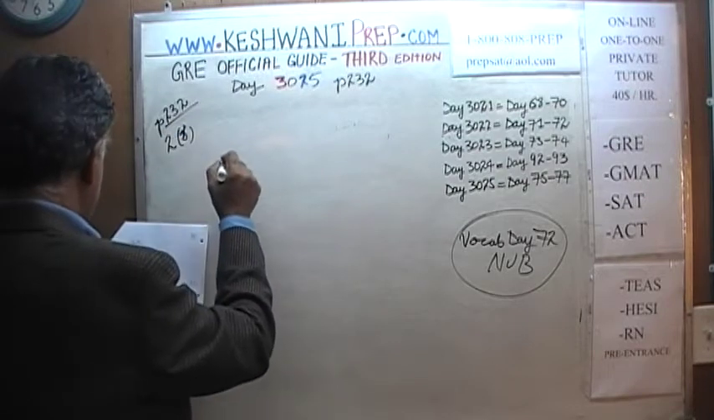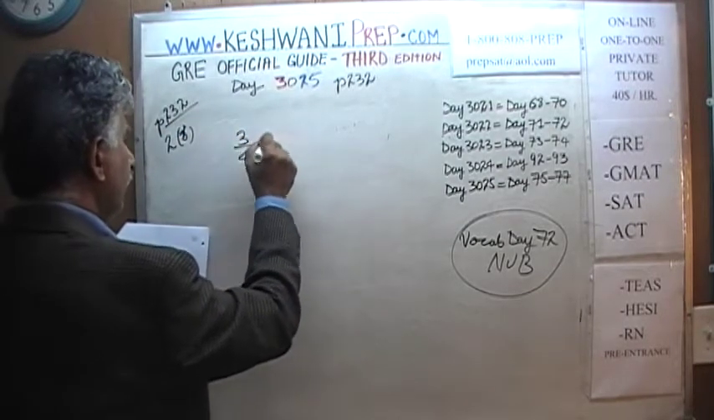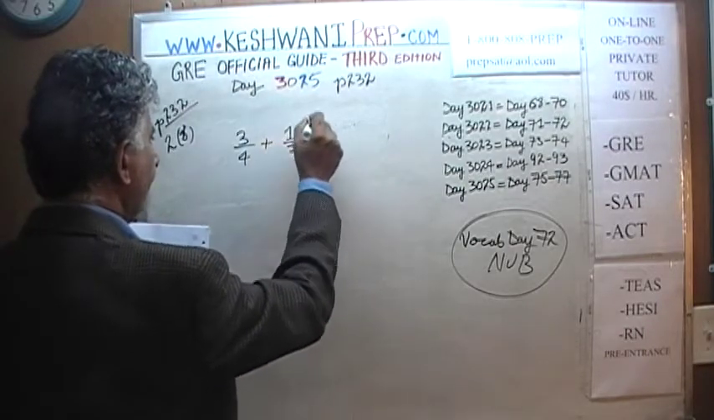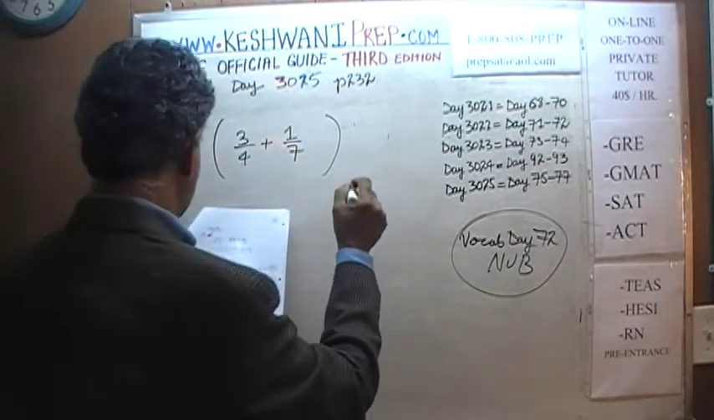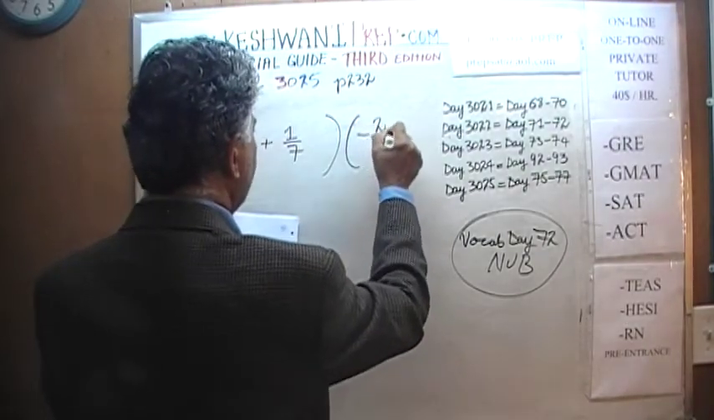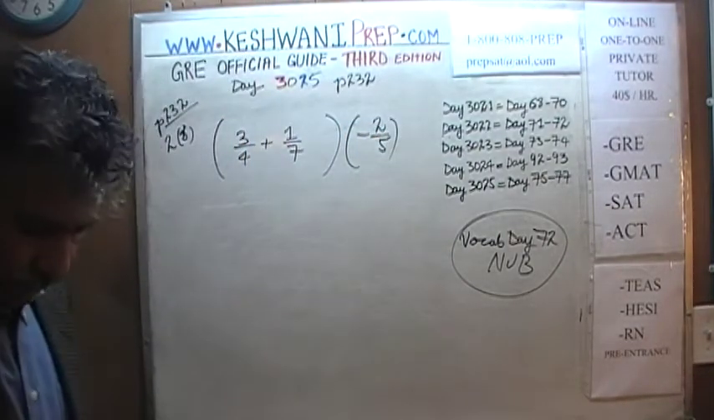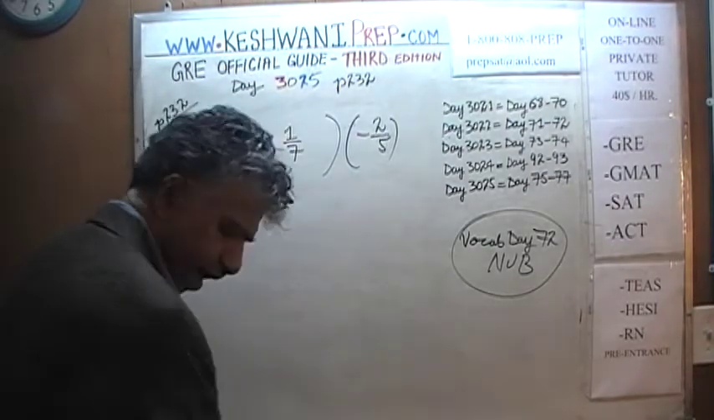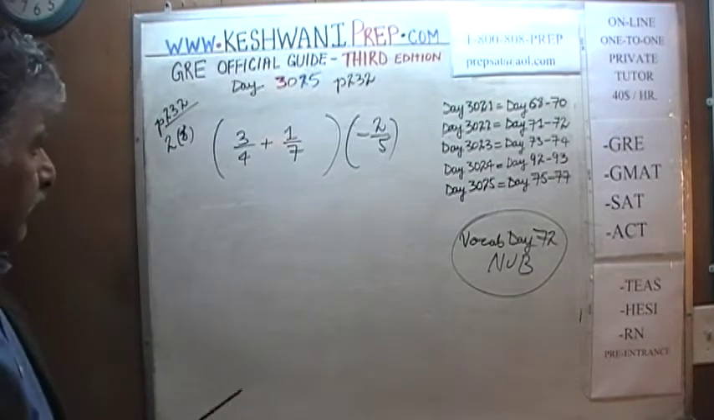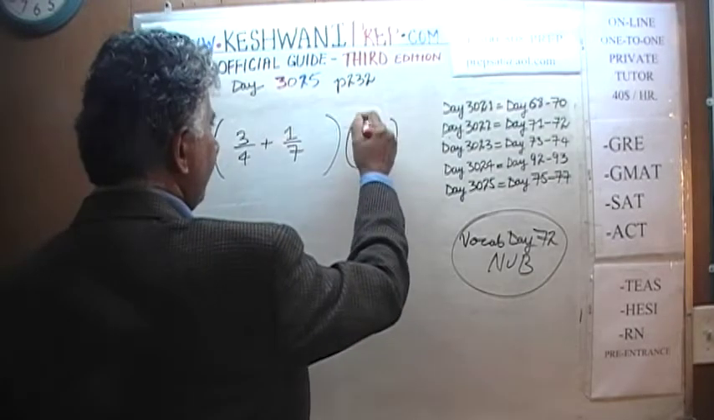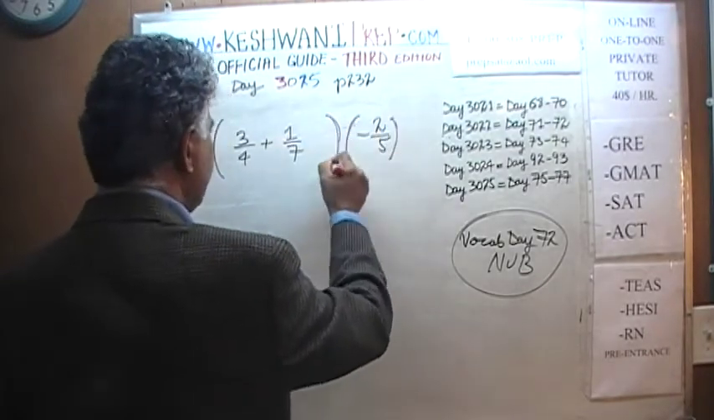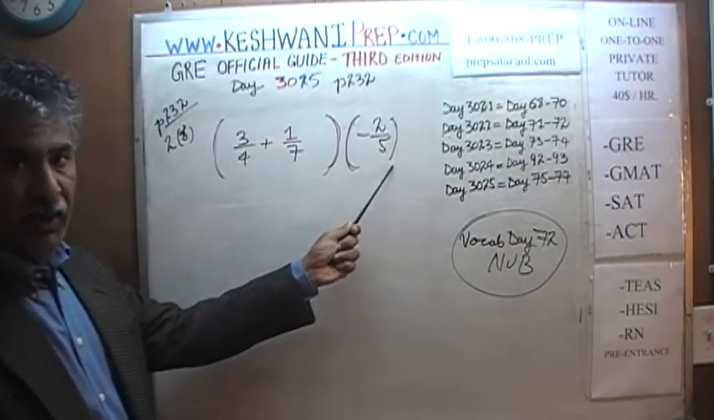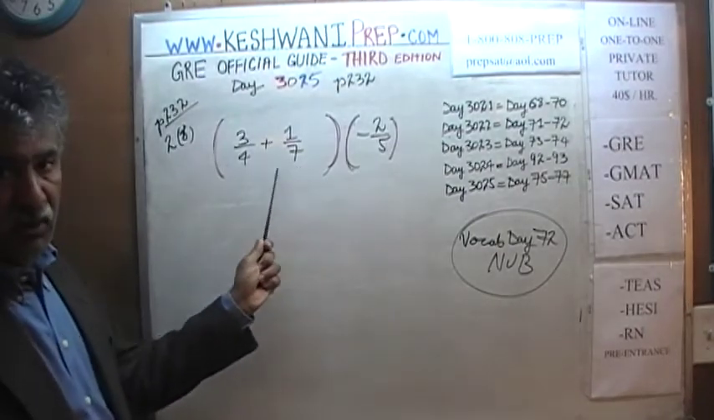B. It says 3 quarters plus 1 seventh times a negative 2 fifth. This quantity is multiplied. These two quantities are being multiplied, so we don't have to worry about this part when we're adding or subtracting fractions. These are the two fractions that we're adding.